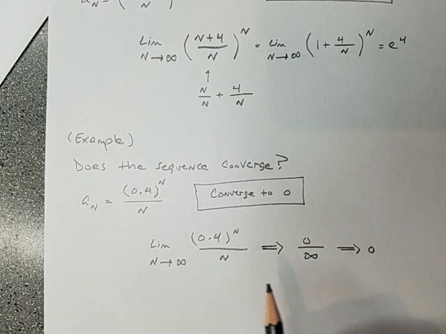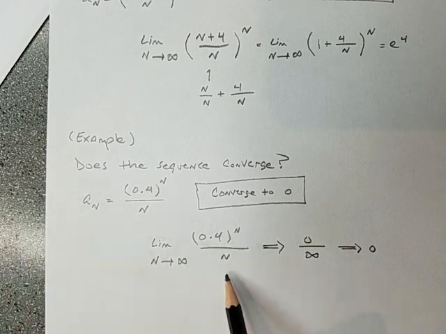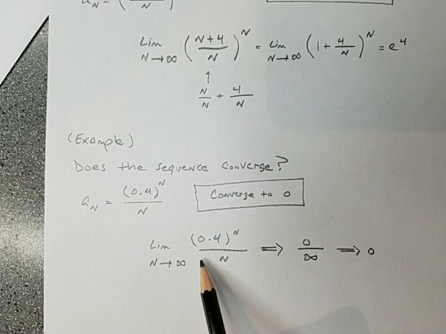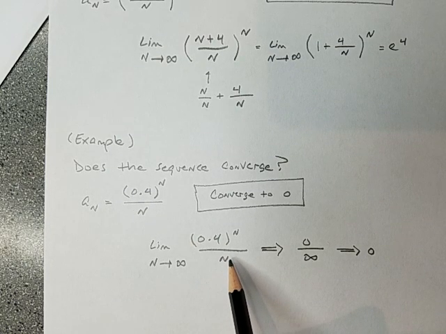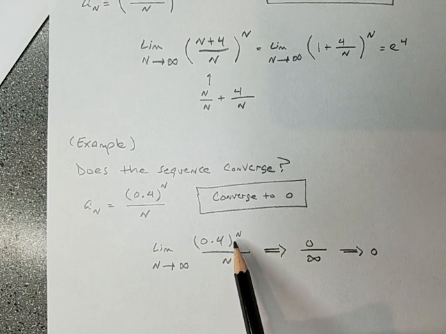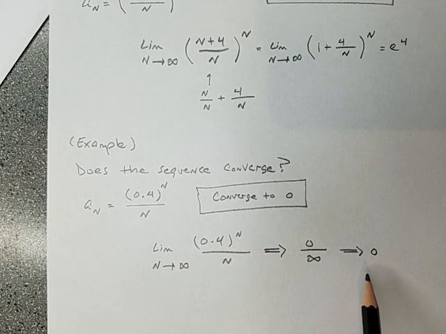0 divided by infinity is 0. We'll get the same result if that was n squared, if that was 2n plus 1. Whatever that is, if that goes to infinity and this top part goes to 0, that will be our ultimate limit. All right? Okay, let's look at a few more.